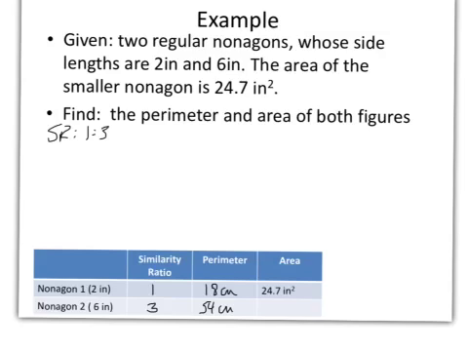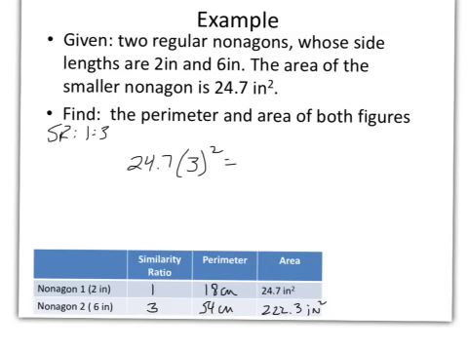So since I know the area of my smaller nonagon, I can multiply that by 3 squared. So 24.7 gets multiplied by 3 squared to get the area of the larger one. So 24.7 times 9 will be 222.3 inches squared. That will be the area of my larger nonagon.